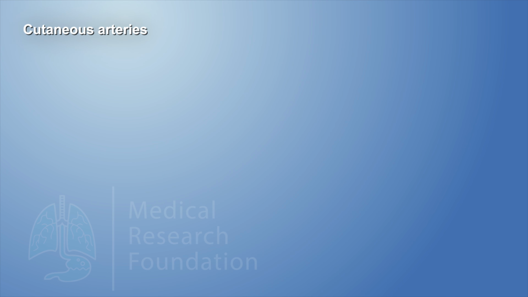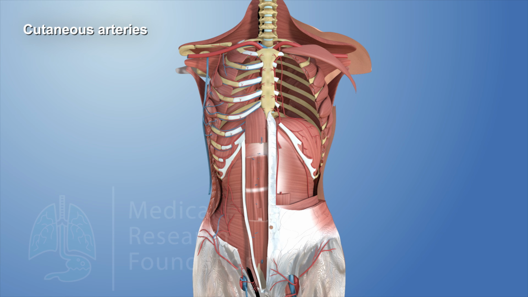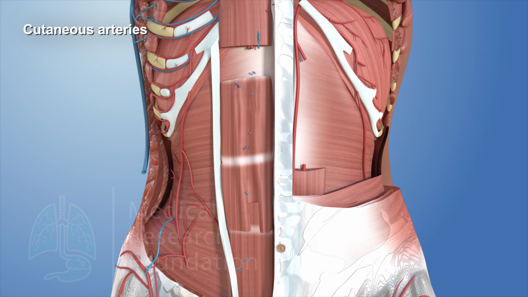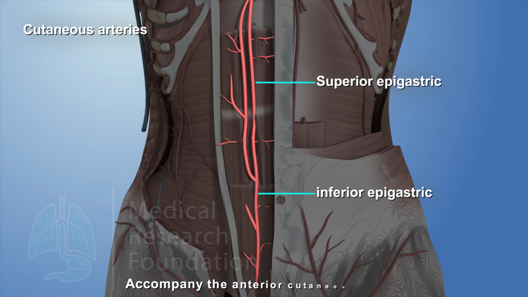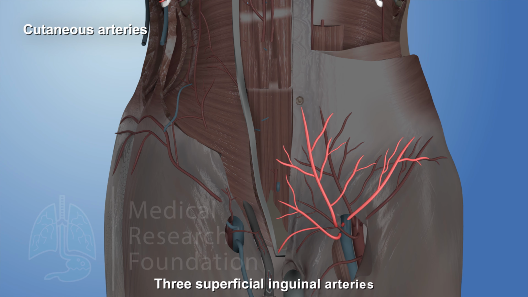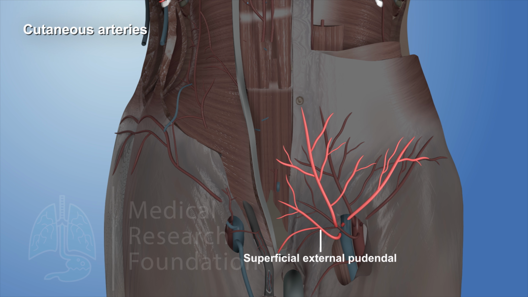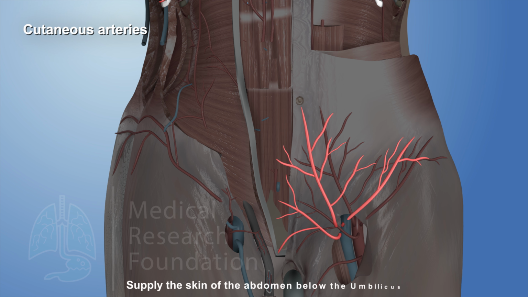Cutaneous arteries. The anterior cutaneous arteries are the branches of superior and inferior epigastric arteries. They accompany the anterior cutaneous nerves. The 3 superficial inguinal arteries are the 3 superficial branches of the femoral artery: superficial external pudendal, superficial epigastric, and superficial circumflex iliac, and supply the skin of the abdomen below the umbilicus.